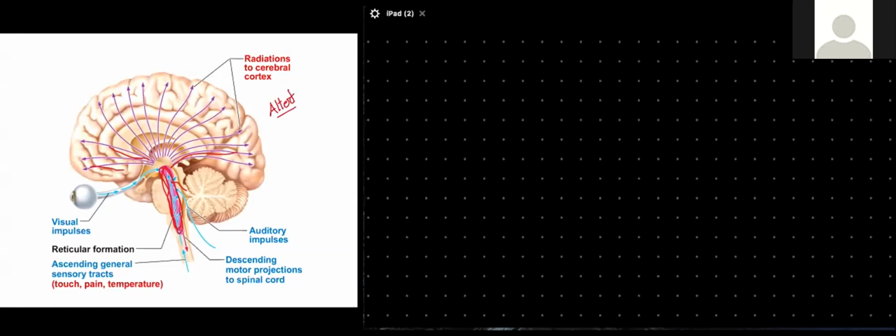Like what signals would they respond to? Like, for example, touch, pain, temperature, light, visual impulses, auditory impulses, sounds. All those types of stimuli will enhance the reticular formation to maintain an alert state of your cerebral cortex.